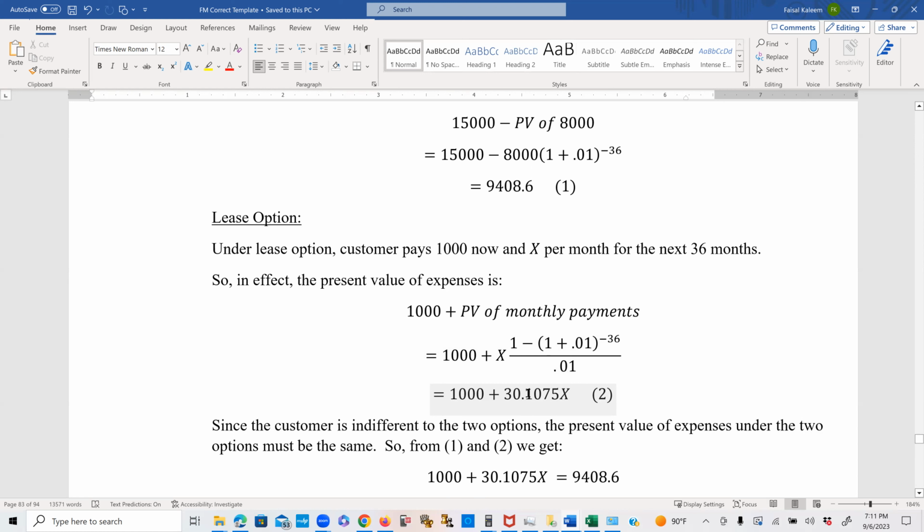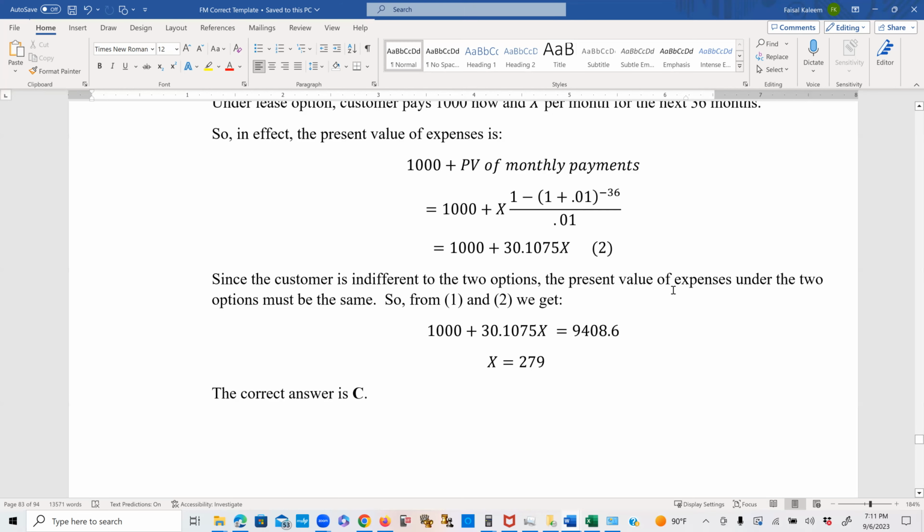Since you're indifferent to the two options, the present value of expenses under the two options should be the same. So that means the second option, 1,000 plus 30.1075X, should equal the first option, which is 9408.6. And from this equation, X is 279. That is choice C.